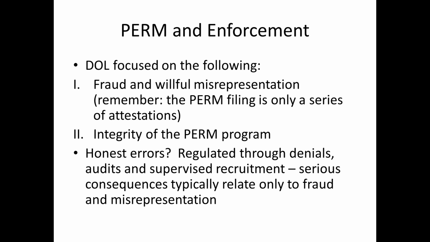So going on to the actual enforcement part of the PERM, there are two types of enforcement. The first one is what we call fraud and willful misrepresentation. Actually, when someone intentionally tries to defraud either the Department of Labor or one of the subsequent agencies in one of the future applications. Remember that we said PERM is only based on how good the attestations are, because there are no documents typically filed with the Department of Labor, unless it's some sort of audit or supervised recruitment. So fraud and willful misrepresentation is the major thrust of all the enforcement activities.